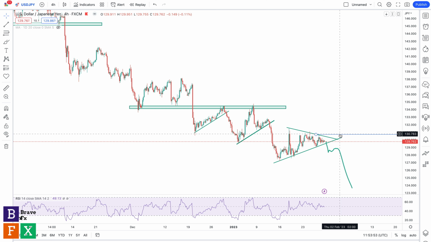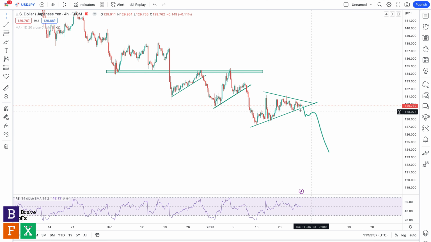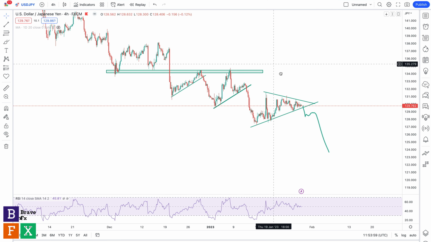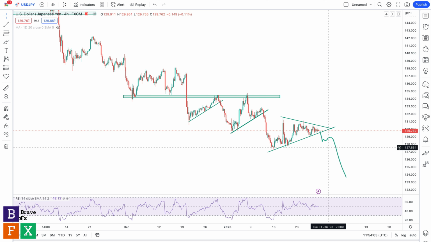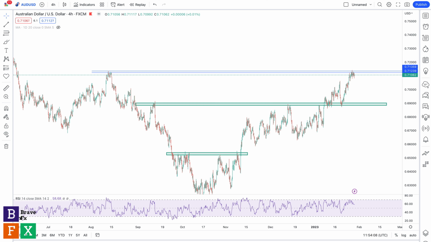But the most probable opportunity to open a trade at this price level is to go short, because you'll be trading in line with the trend. Okay, you'll be trading in favor of the market direction. So that's how I trade, and this is what I'll be watching out for on USD-JPY. Moving on, AUD-USD real quick.